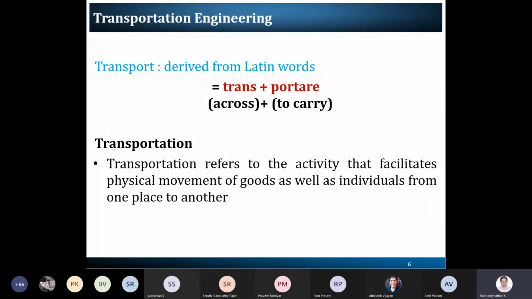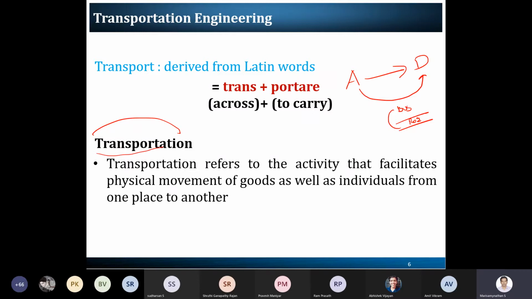We are transferring goods or people, which means physical movements are happening from one place to another place. The origin will be there and the destination will be there. So from A to the destination, the movements are happening using various facilities. For example, the bus will be there, and for the bus we have the road. When we carry out this transfer activity with all these facilities, that is defined as transportation. I hope you are getting the meaning of transportation.